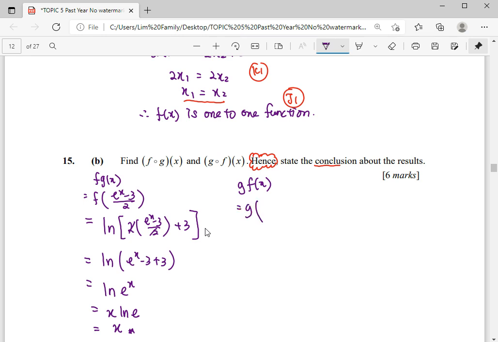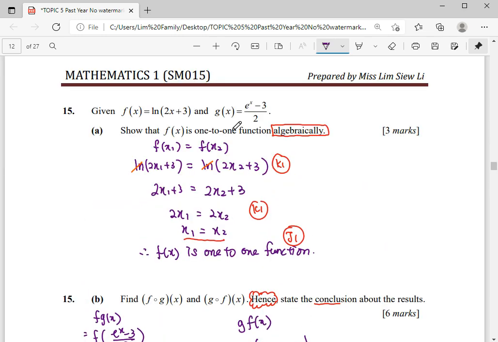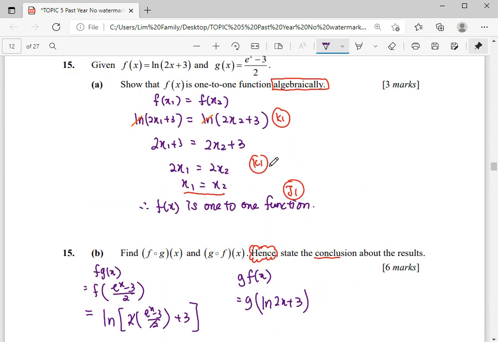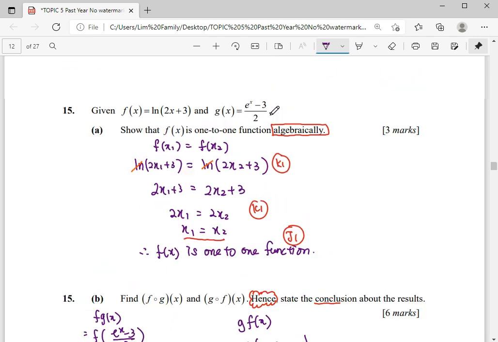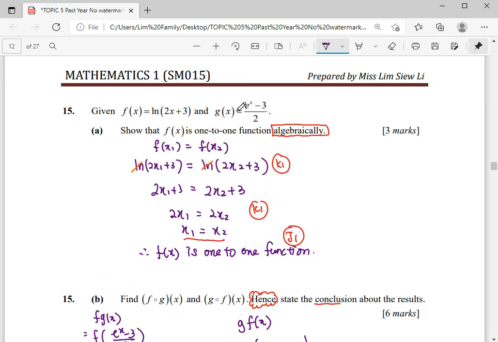Another one here, g(f(x)). So we substitute f(x) inside e^x minus 3. Our f(x) here is ln(2x plus 3), is it? ln(2x plus 3), okay? Substitute this ln(2x plus 3) into g, into this place. So here is ln(2x plus 3), substituted inside x here.